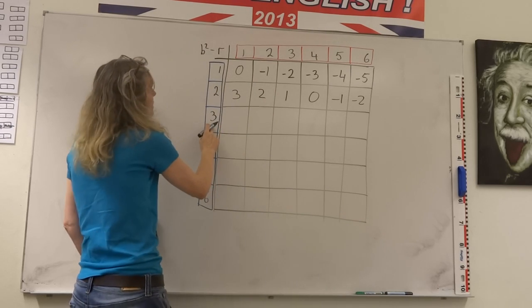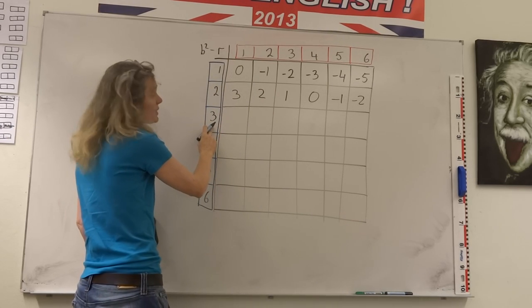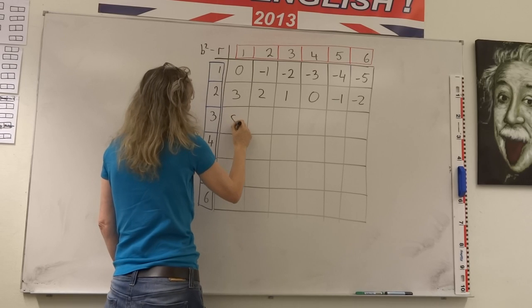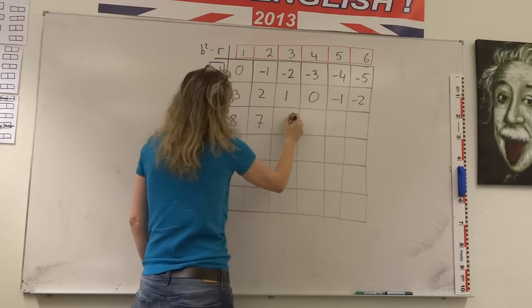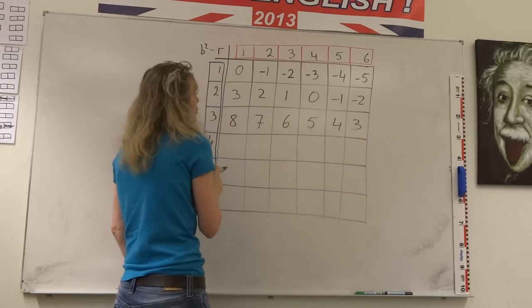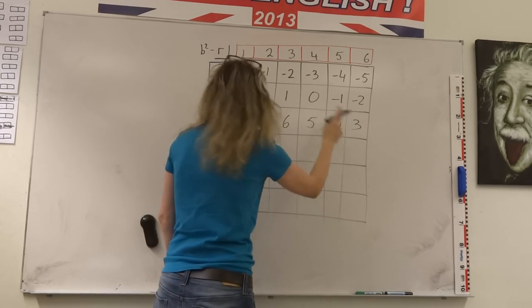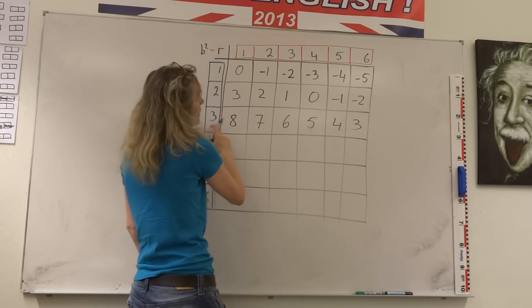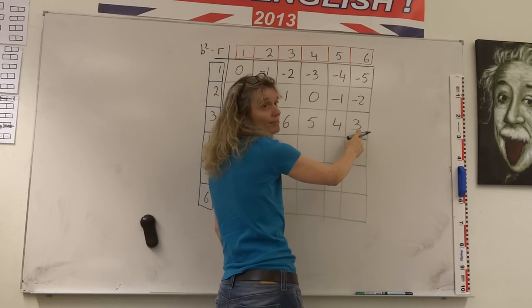Next one, 3 squared. 3 squared is 9. 3 threes are 9. 9 minus 1 would be 8. Then I'm expecting it to go down 1 each time. Let's check that I've done it right. 8, 7, 6, 5, 4, 3. 3 squared would be 9. 9 minus 6 would give me 3.